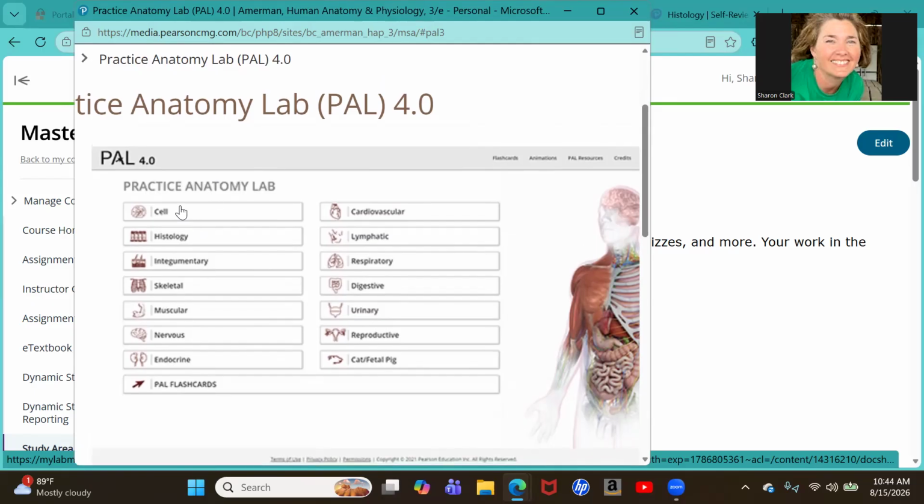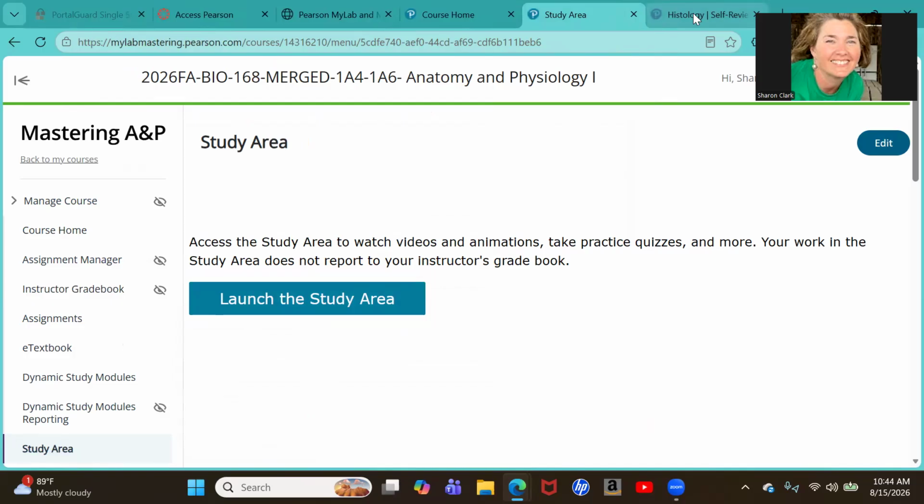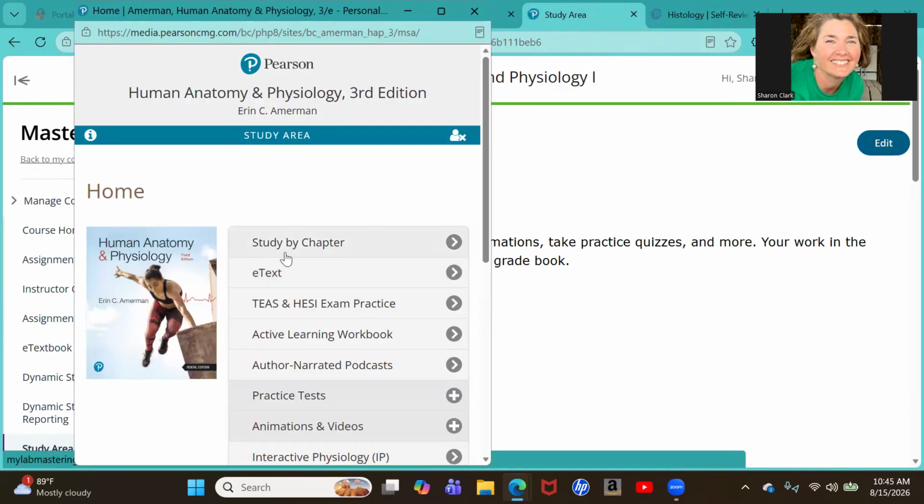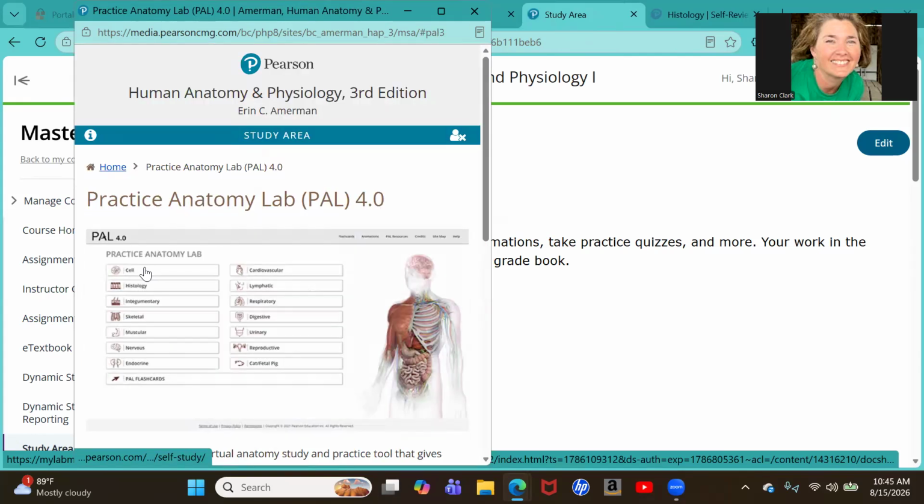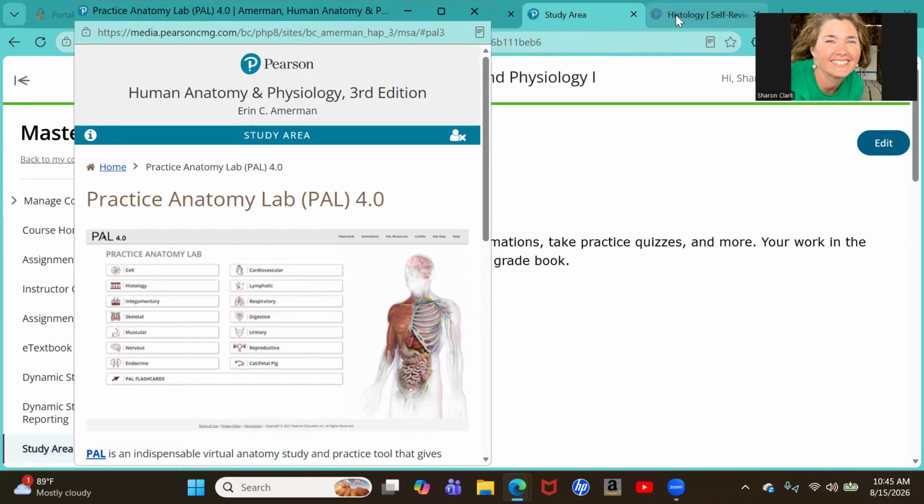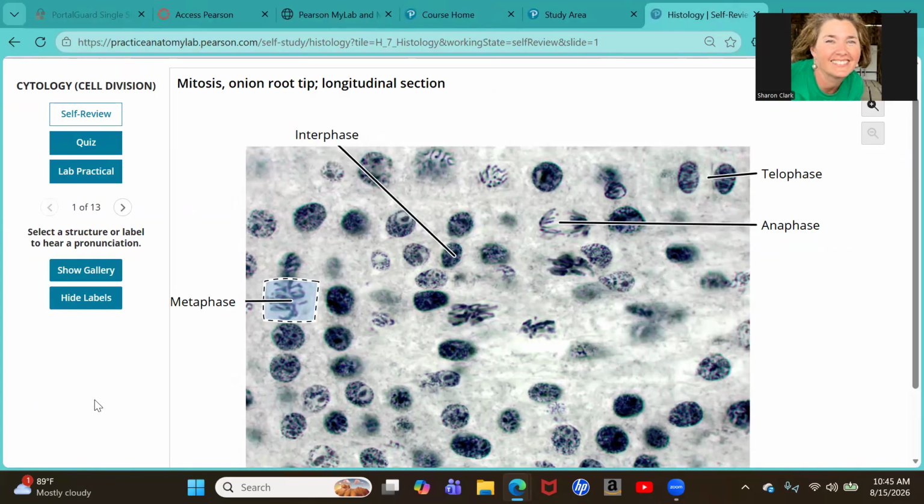Today we're focusing on your PALS lab on cells and histology. We will be doing integumentary, skeletal, and nervous. If you take BIO169, that is the second half of the textbook, and that should be the rest of these. Okay, so let's dive in. So you would click on cell here, and that takes you directly to where we are right here.